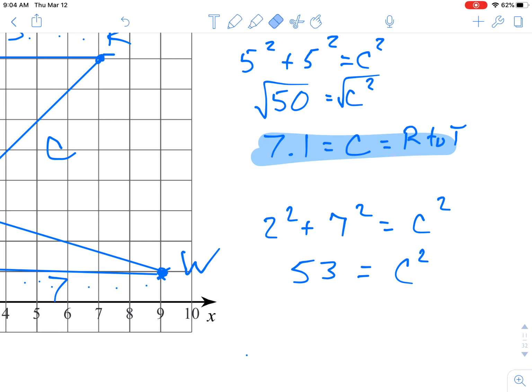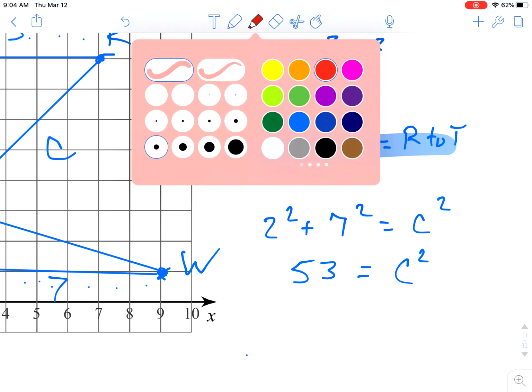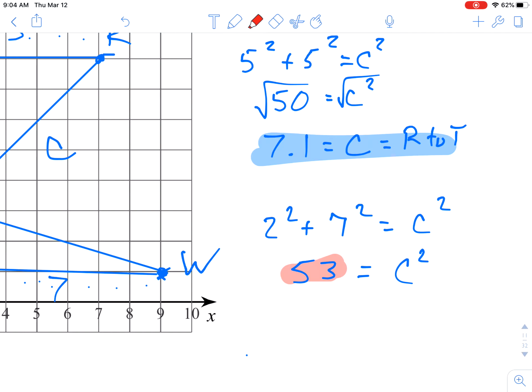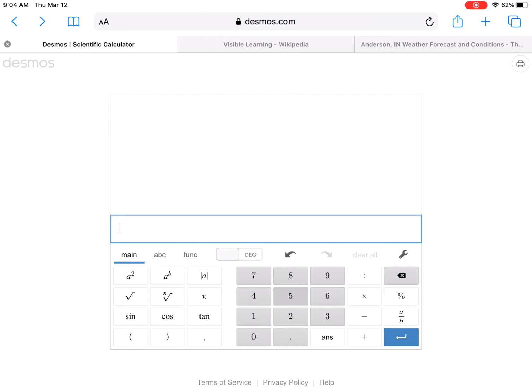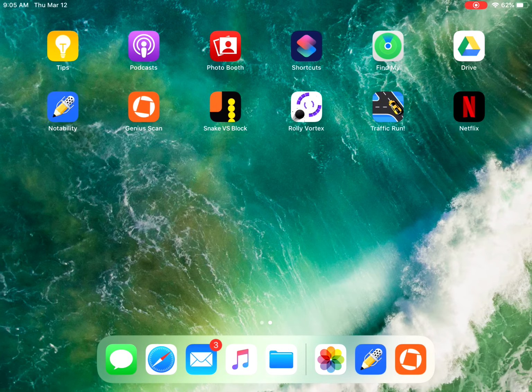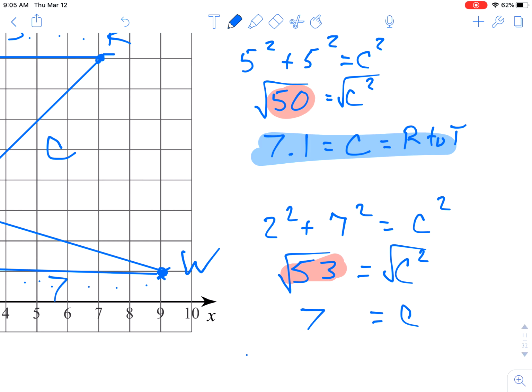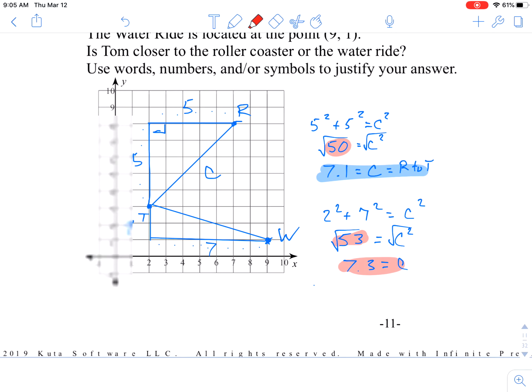Now you can see pretty quickly that without even finishing this problem, 53 is bigger than 50. So that means that the water slide is further away. But we'll go ahead and finish the problem. We're going to do the square root of both of those. We'll get C. The square root of 53 is 7.28. We'll round that to 7.3. And so looking at that, we can see that 7.3 is greater than 7.1.